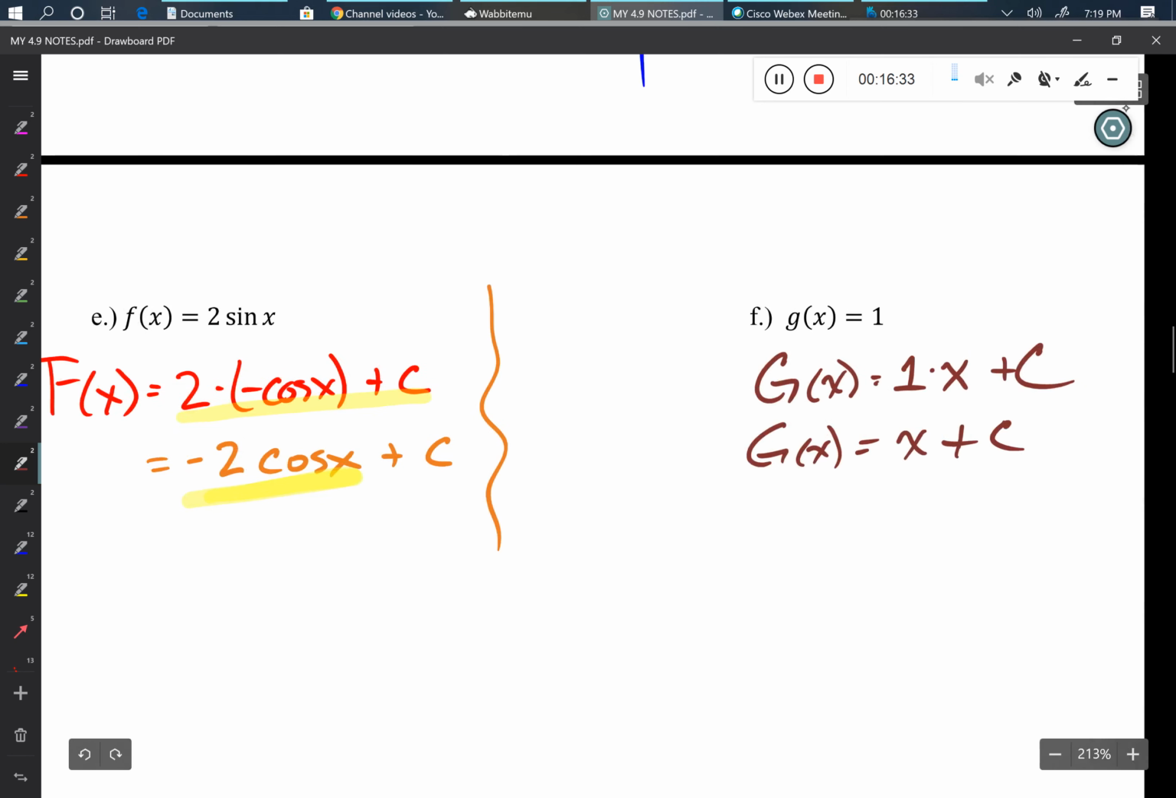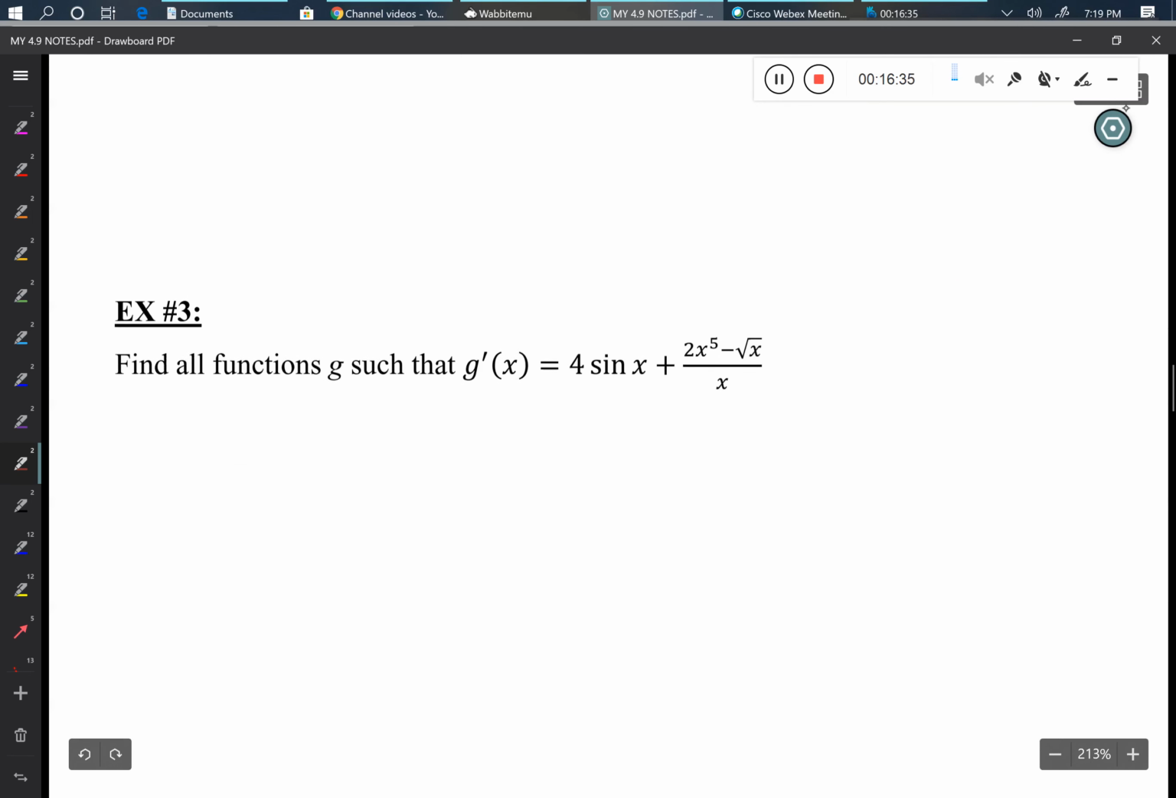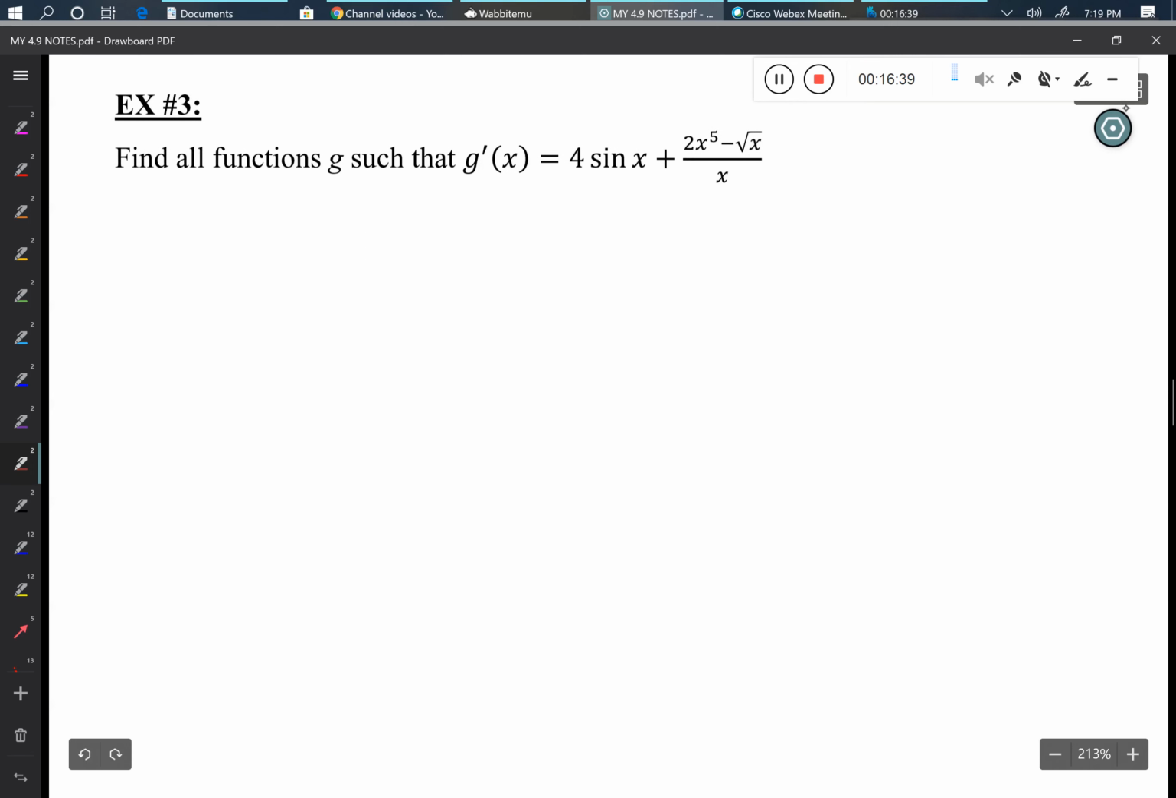Man, I'm just burning through these. These are so much fun. I hope there's more. Oh, there's even an example here. Find all functions g such that g prime is equal to 4 sine x plus 2x to the 5th minus root x, all divided by x. This is outstanding. So they've given me a derivative, and they've asked me to find a function g that would give you that when you took its derivative. So if I'm going from g prime back to g, then I need to take an antiderivative.